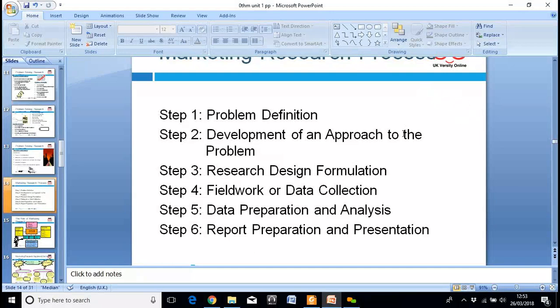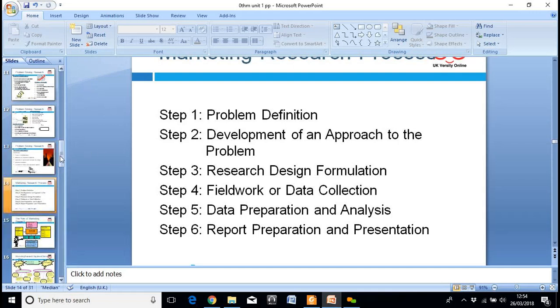The collection of the data and the actual production of it will be part of your answer. So you then prepare the data and analyse it, and then report and present it to whoever you need to present it to. If you are doing a research project yourself, then obviously you would have to produce it. You would have to present that to your tutor.